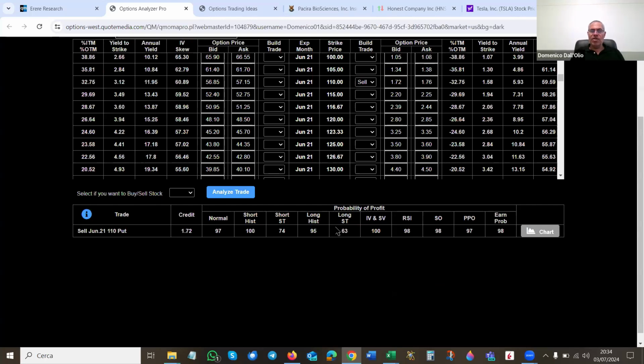Not much better, just 63. Anyway, let's stay with it. Let's say I don't mind the long stress test probability. I want to take the trade. What can you make of the time machine aside from this?